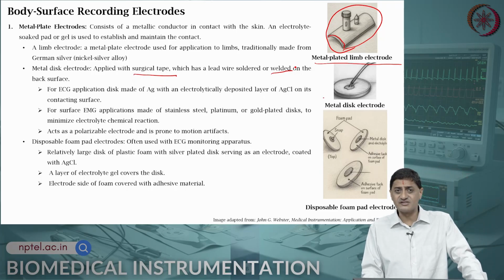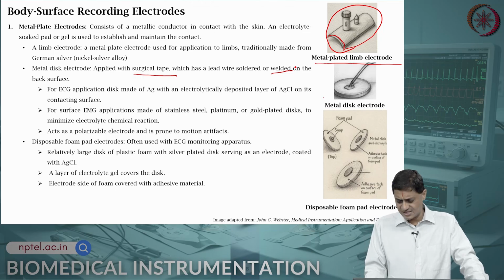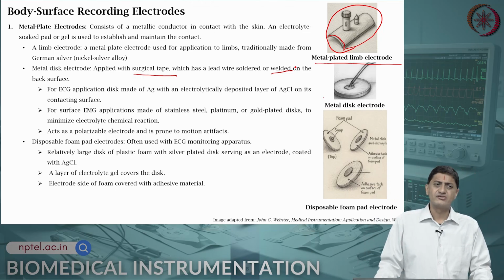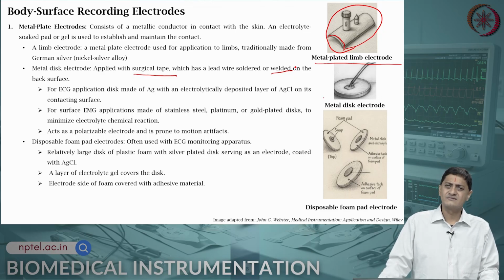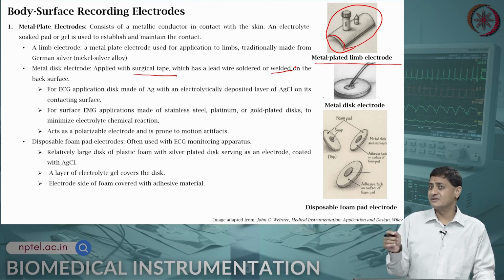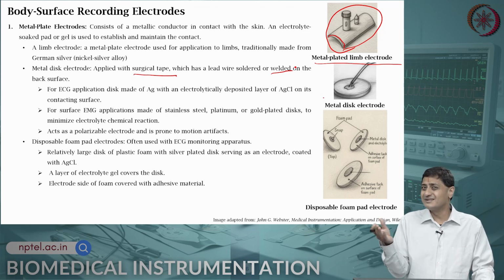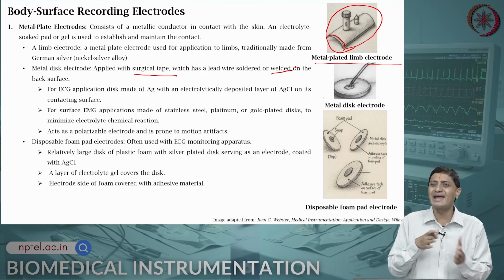On the back surface of this electrode, maybe you have welded the lead wire. Quite often used with ECG, it is made of a disc that is made of silver with electrolytically deposited layer of silver chloride on the contact surface. Note what was the challenge with the electrolytic deposition for silver chloride. We discussed that, because silver chloride, when it is electrolytically deposited with repeated use, there is a chance that it will get scraped off. Silver chloride salt will get scraped off due to mechanical wear and tear.